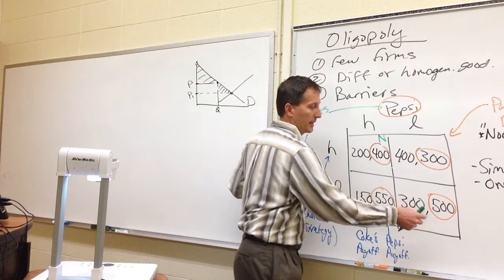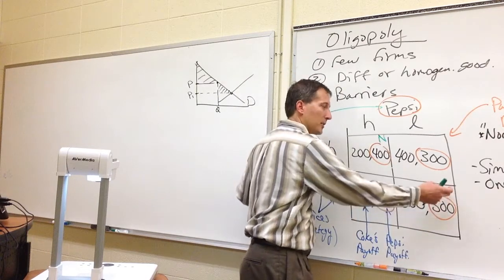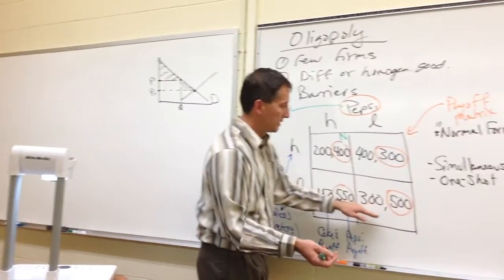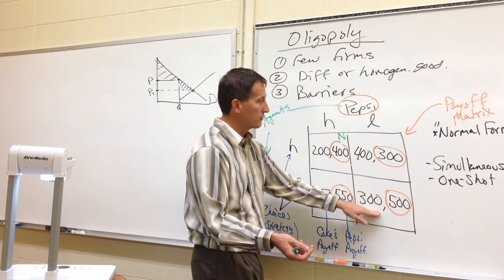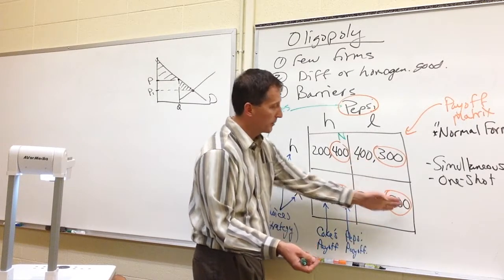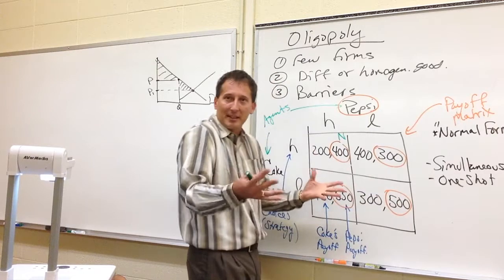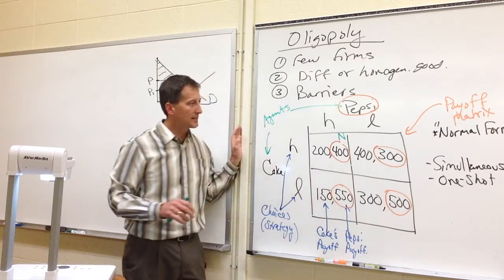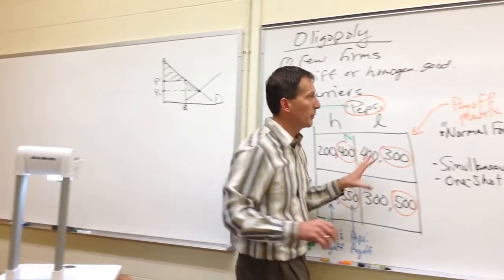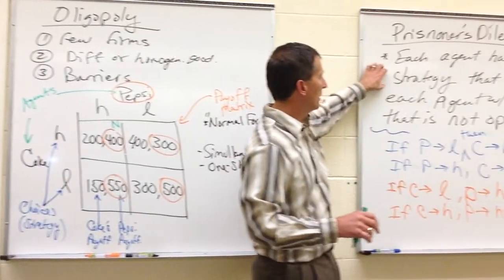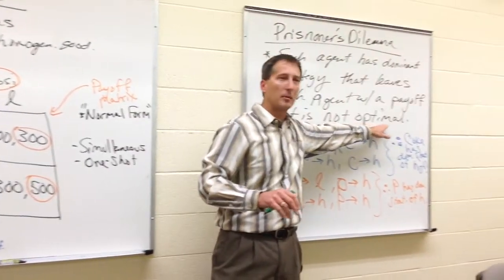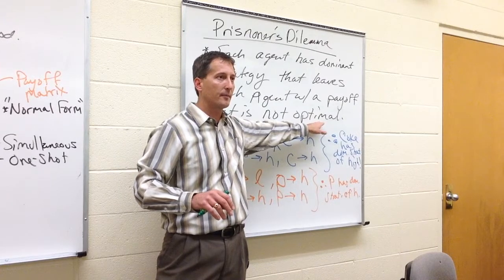It's not stable because if we do that Nash equilibrium test, would Coke like to change? Yes, because 400 is greater than 300. Would Pepsi like to change? Yes. They both like to change, so it's not a stable equilibrium. So we end up at the solution value that's not the best one for both parties.